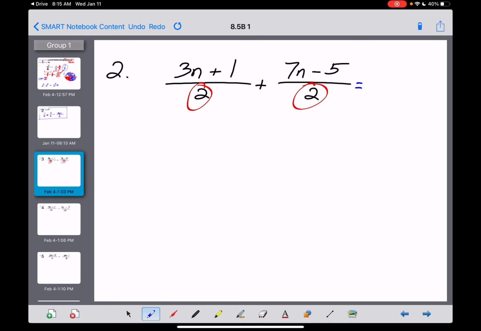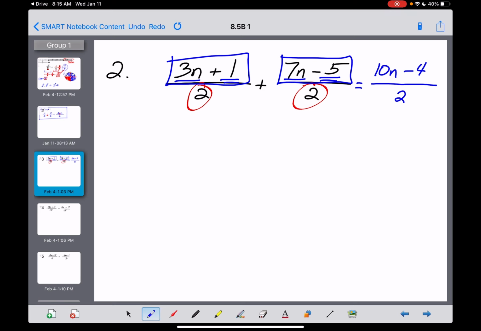So what are we going to do? We're going to add our two numerators together. 3n plus 1 is going to get added to 7n minus 5. And how do we add two algebraic expressions? We combine like terms. The 3n is going to get combined with the 7n to make 10n, and then a positive 1 gets added to a negative 5, and that's going to get us a minus 4. And the denominator stays the same. So we end up with 10n minus 4 over 2.